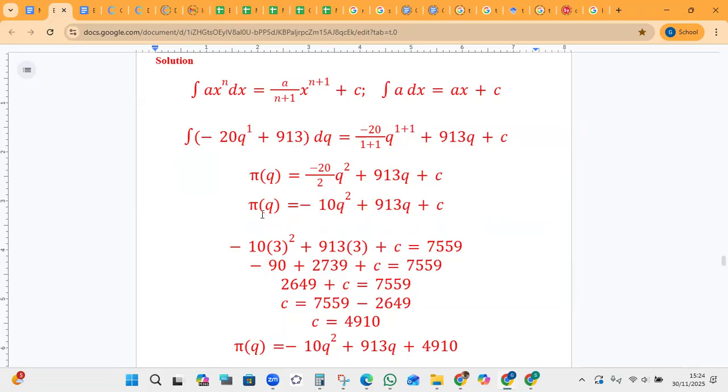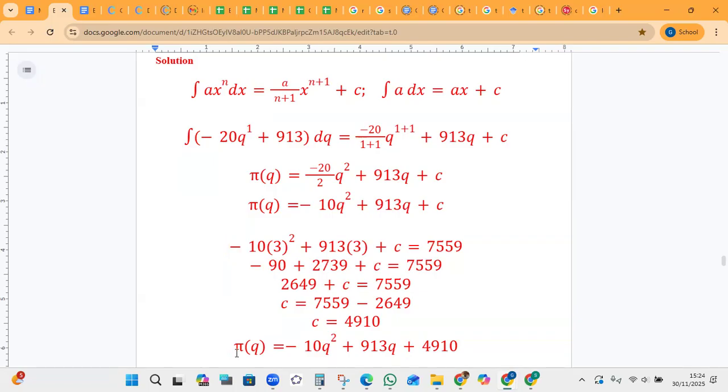So when the quantity is 3, the profit is 7,559. Then we are left with c, and we can solve for c. A simple case of computation: minus 10 times 3 squared, that's minus 90, because 3 squared is 9 and 9 times 10 is 90. Then 914 times 3, verify that it is 2,742. We subtract 90 from that and we have 2,649. And we simply subtract 2,649 from 7,559, and this will give us the value of c.